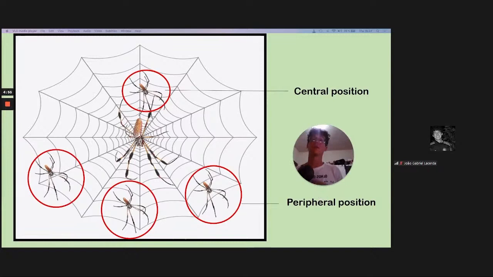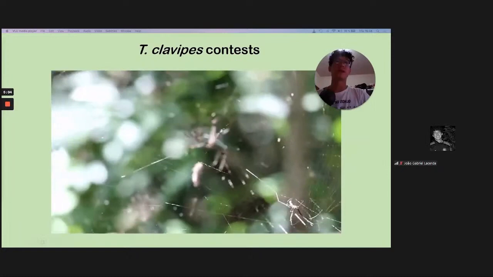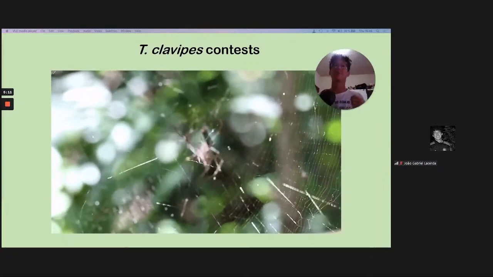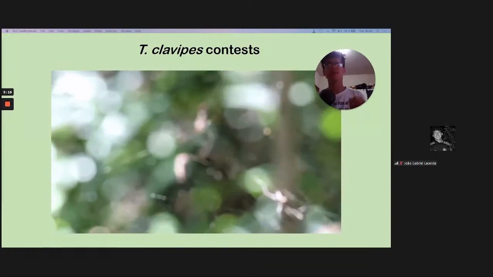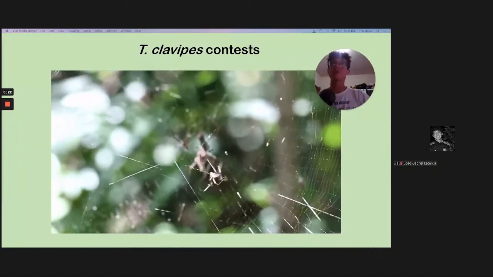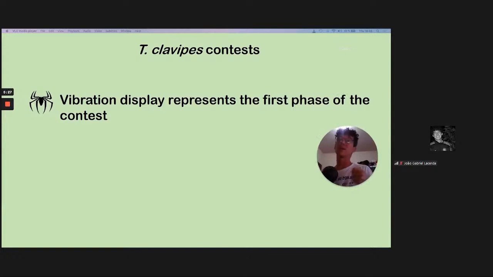Okay, so how does this fight work? Here we have a video. The central male will approach, doing vibration. The peripheral male will do this vibration interaction, and the central male will respond. And as quickly as possible, he will try to expel the peripheral male. What we observe is that these vibration displays represent the first phase of the contest. So the peripheral male starts with this vibration interaction, and the central male responds.